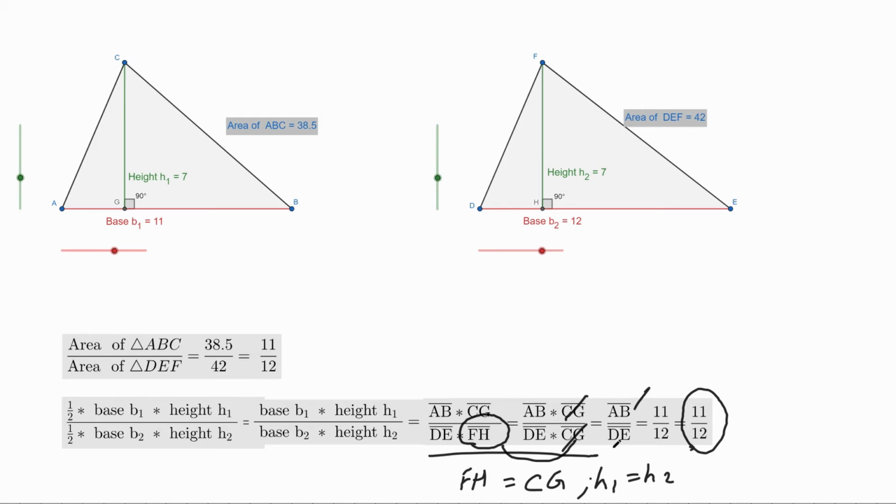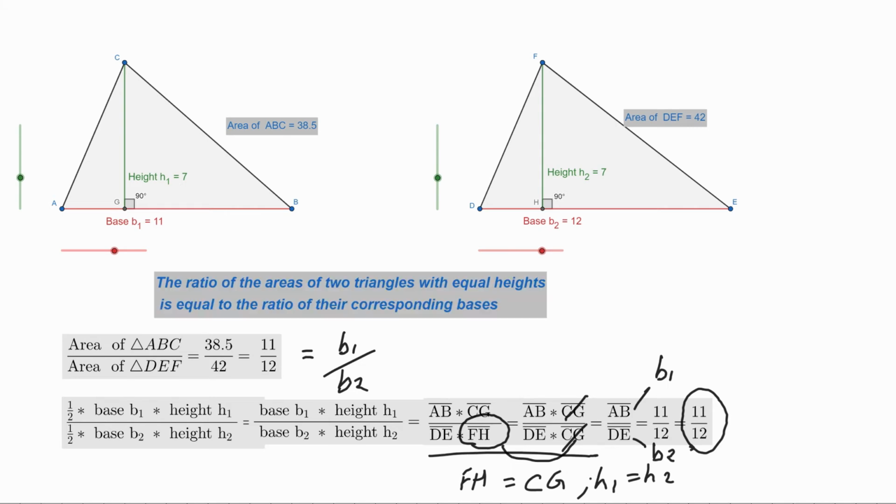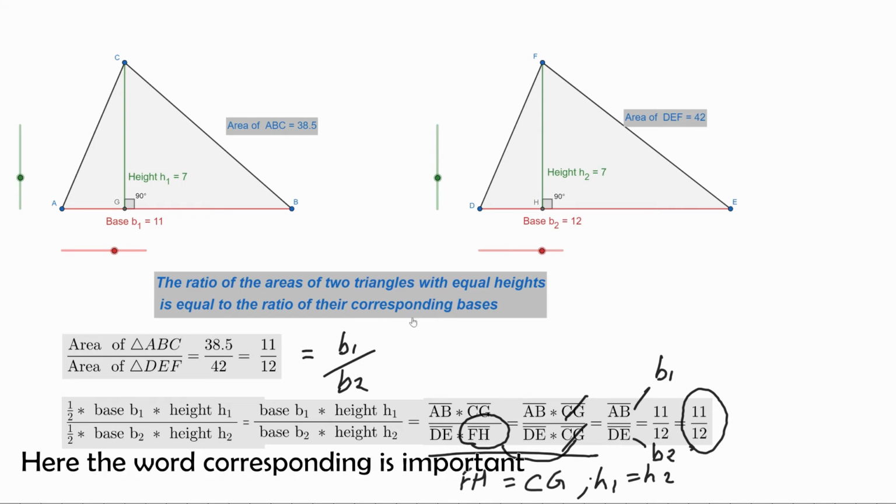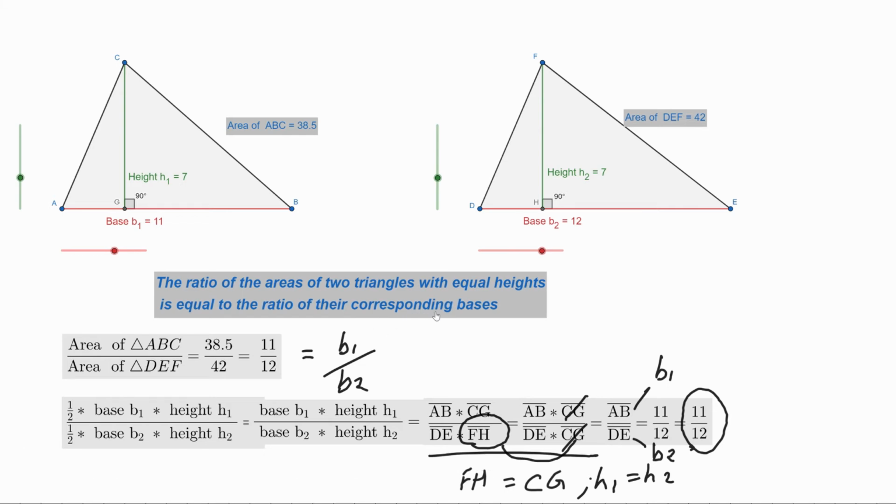So what is AB? AB is b1. What is DE? DE is b2. The area of triangle ABC upon the area of triangle DEF is equal to b1 upon b2. So if I want to put this relation in words, it means the ratio of the areas of two triangles with equal heights is equal to the ratio of their corresponding bases. Here the word corresponding is important. It means same to same.